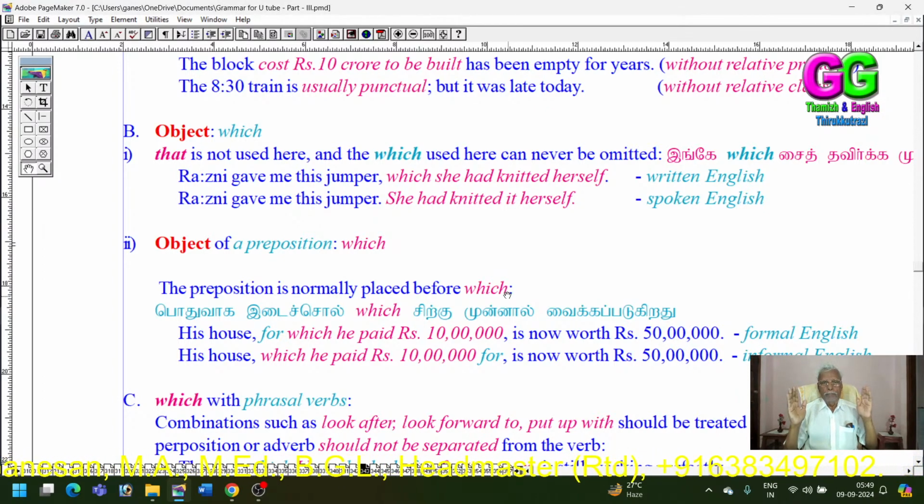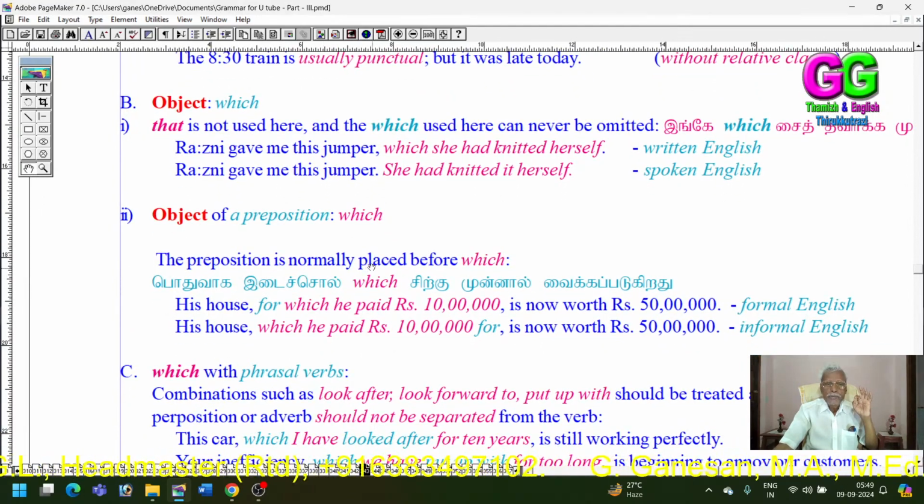Normally, the prepositions are placed before the relative pronoun who, whom, or which, whether it is a defining relative clause or a non-defining relative clause, whatever it is. In formal English, the prepositions are placed before the relative pronouns. Like that, here also, the preposition is normally placed before which.